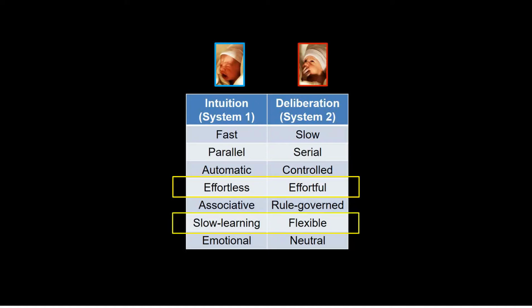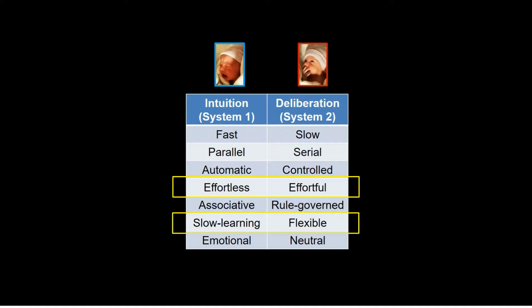And so that's a situation where, on this dimension, deliberation is worse than intuition because it's more costly. And contrast that with this dimension, where intuition is slow learning, whereas deliberation is flexible. And so this is a dimension where deliberation is better than intuition.